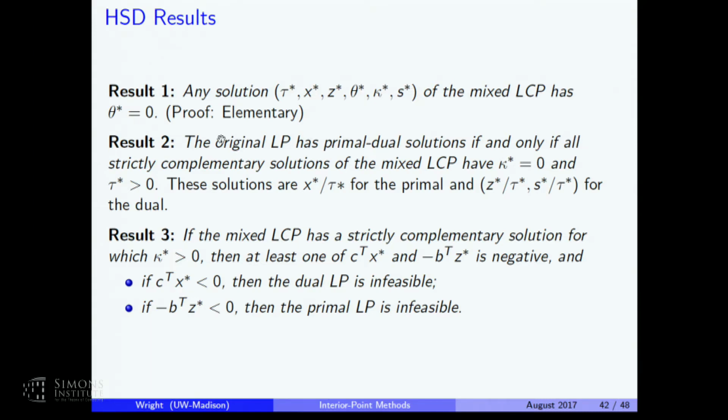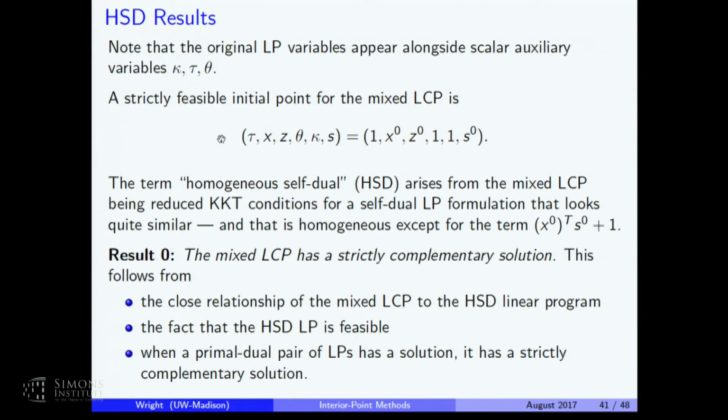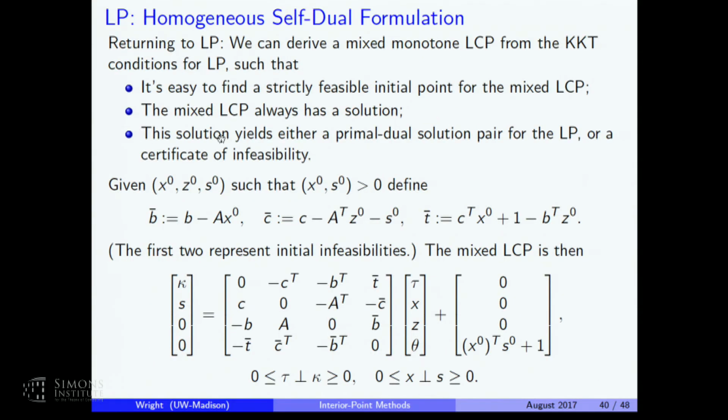If the B transpose Z bar is positive, that means the primal LP is infeasible. So there's very powerful theory surrounding this homogeneous self-dual. I'm sorry I can't go into more detail about it, but I've at least given you the main results. Yeah. So is that particular complementary problem the KKT conditions for some other problem, or is it just?